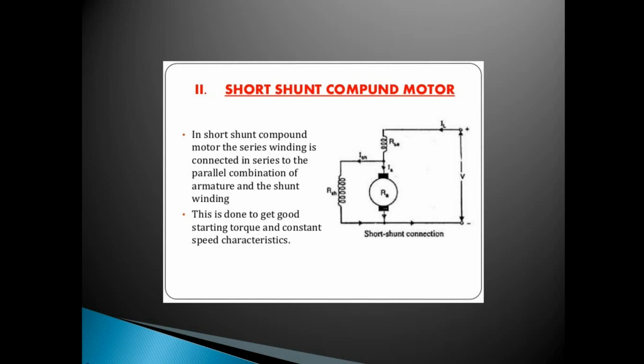Second, short shunt compound motor. In short shunt compound motors, the series winding is connected in series with the parallel combination of the armature and the shunt winding. This is done to get good starting torque and constant speed characteristics.